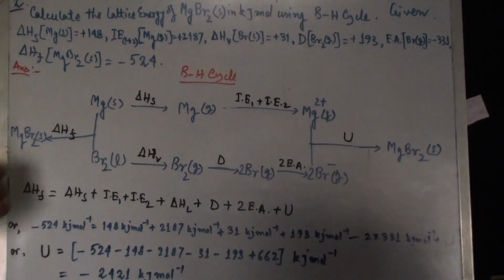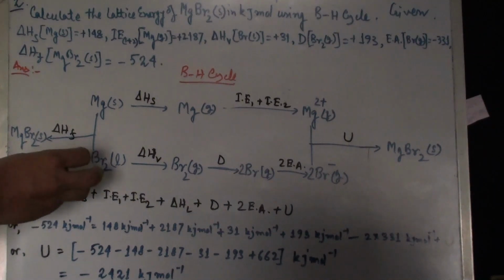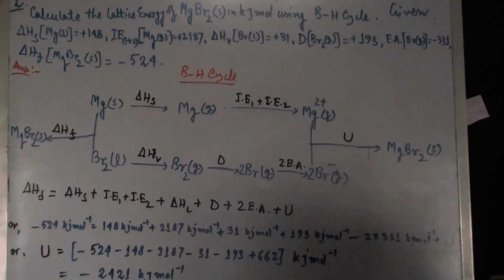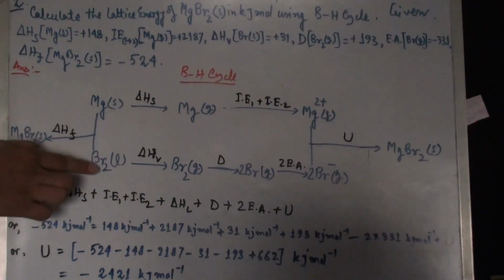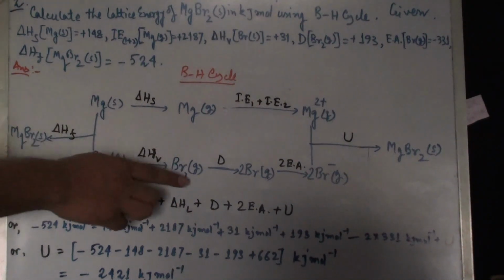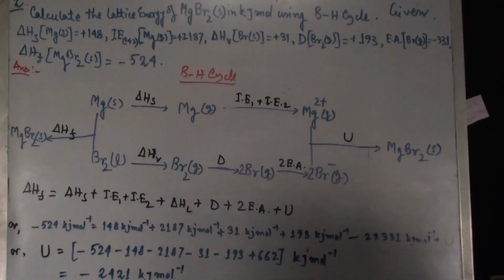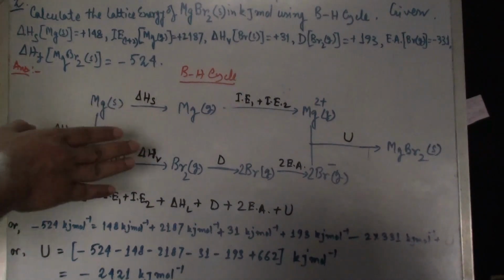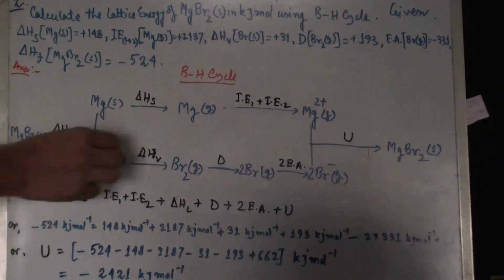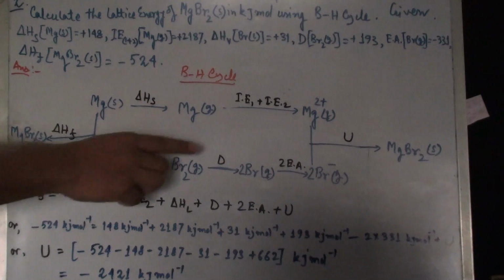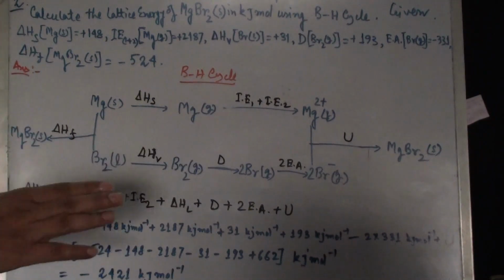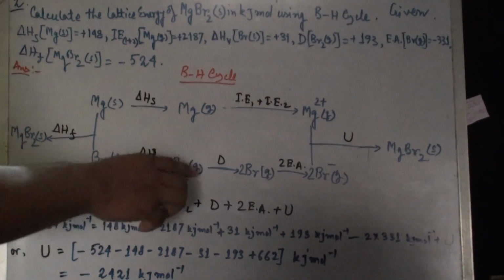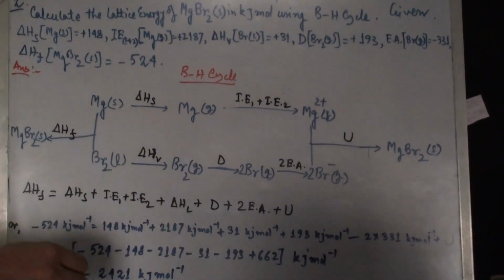Now for bromine, as we know, bromine is present in our environment as liquid. So we take bromine liquid and first convert it to Br2 gas, and this process is called delta H vaporization. Then dissociate the bond of Br2 to get Br atoms. 2 Br atoms are required here, so this is called the bond dissociation process, denoted as D.